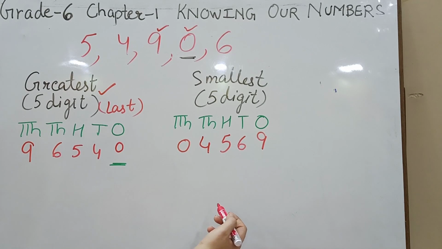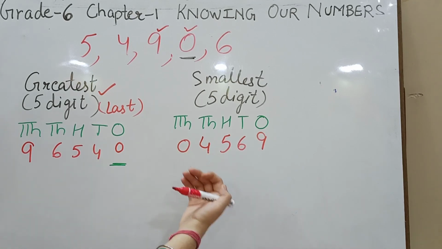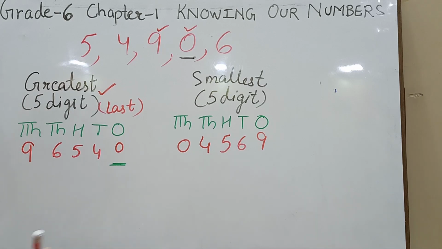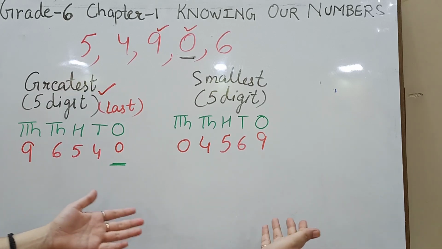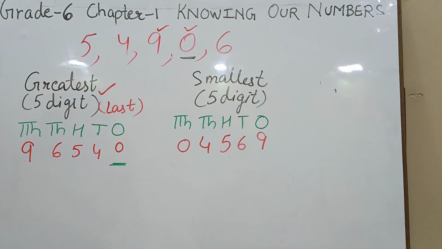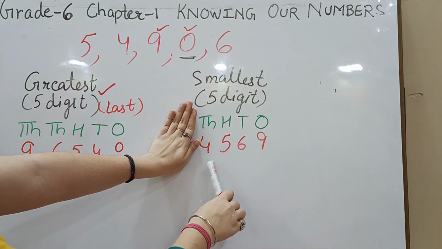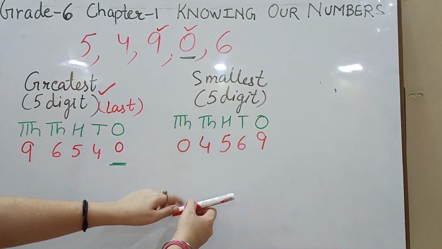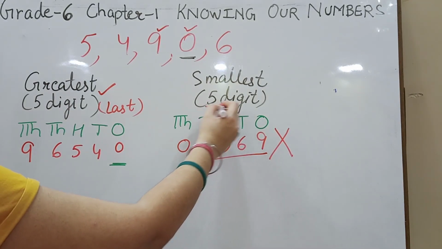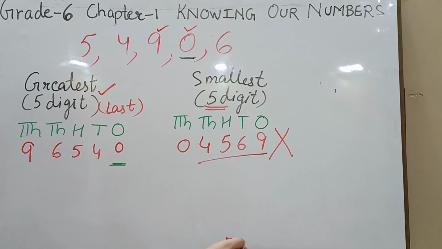So when you read this number 0, 4, 5, 6, 9. Imagine if I tell you that the cost of a dress is 4,569. We never speak the cost of something as 0, 4,569. We never speak this 0. So if there is no value of the 0, this becomes a 4-digit number, whereas the question was given that you need to find the 5-digit number.